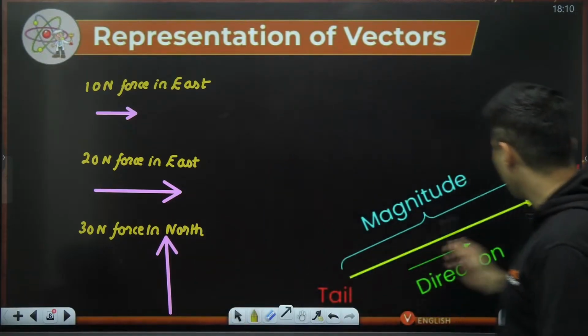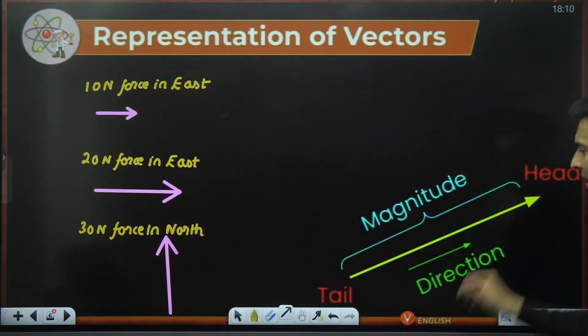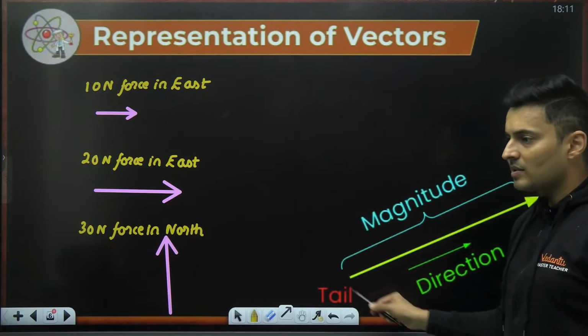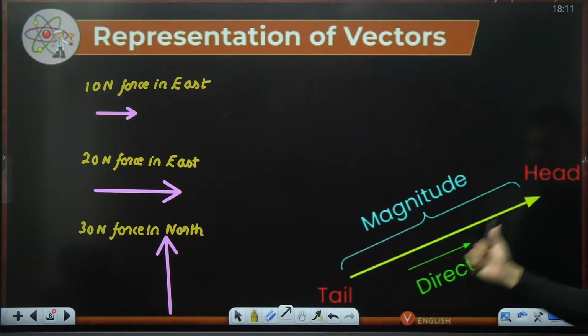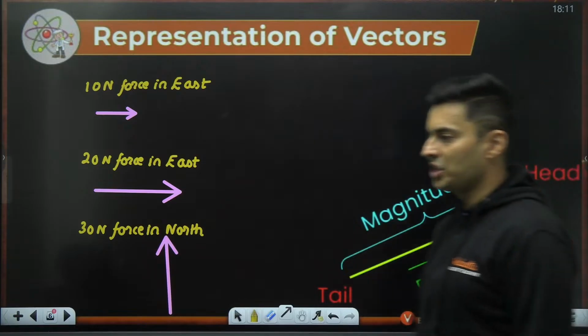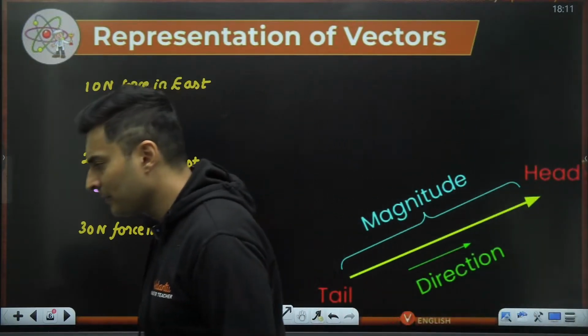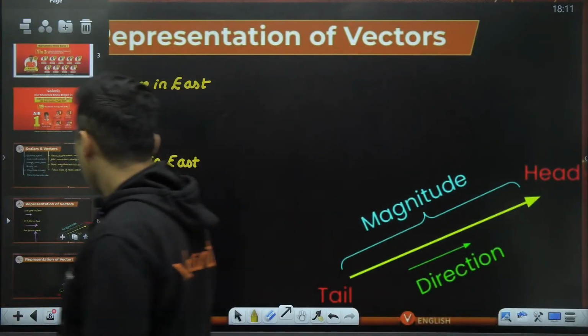So the arrow mark is called the head of the vector. The other end is called the tail, just like an arrow, right? It has a tail, it has a head. The head will give me the direction of it. Is that right, everyone? Yep, perfecto. Awesome.